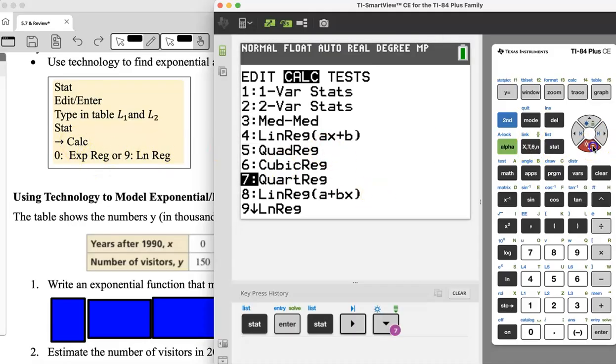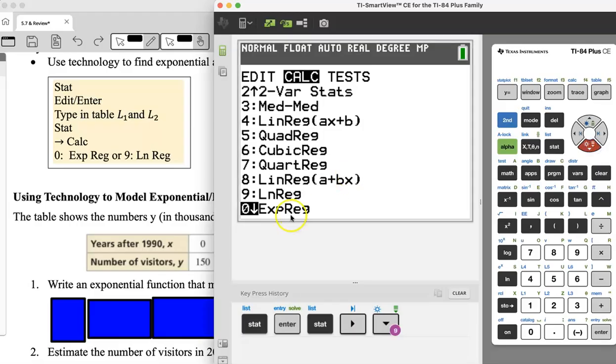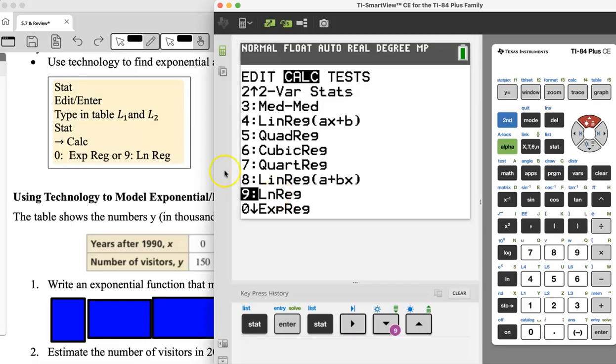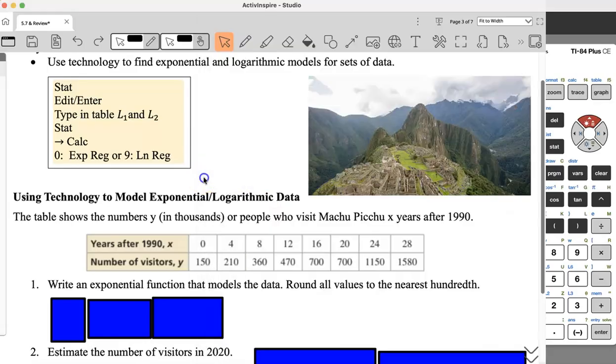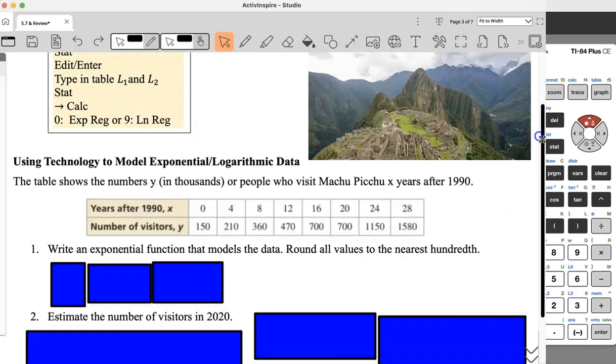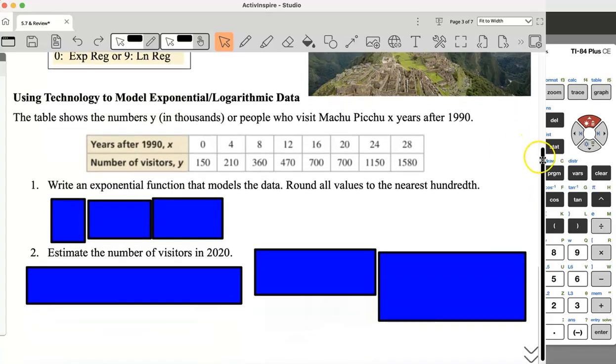So our options are going to be 0 for exponential, or ln, the natural log regression. So those are the two options that we're pressing today. So let's work through two examples together.